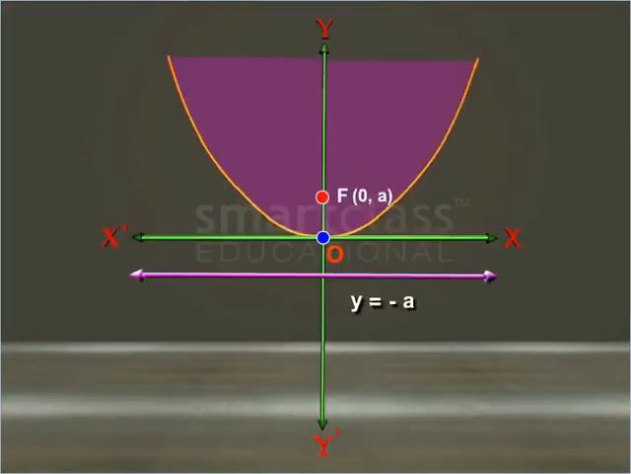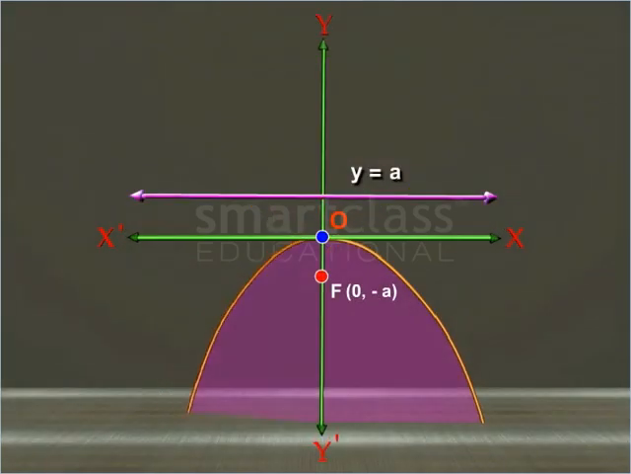Similarly, if the parabola is symmetrical about y-axis and open upwards, then its equation is x square is equal to 4ay. On the contrary, a parabola symmetrical about y-axis and opening downwards has an equation x square is equal to minus 4ay.